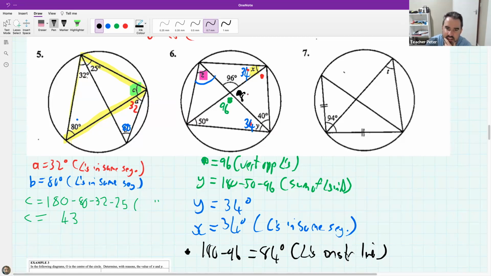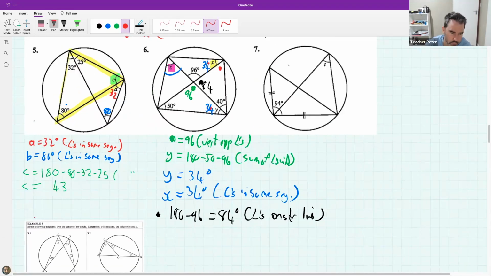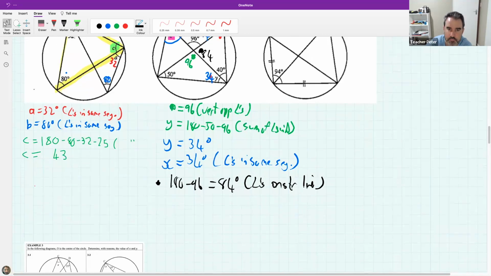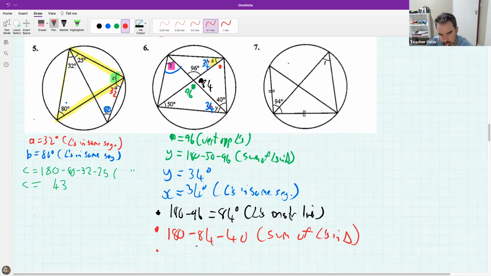And then if that is 84, I feel like someone can help me get the red dot. What is the red dot going to be? So the red dot is going to have to be 180 minus 84 minus 40, and that would just be sum of angles in a triangle. And the value would be 56. So this one is 56.